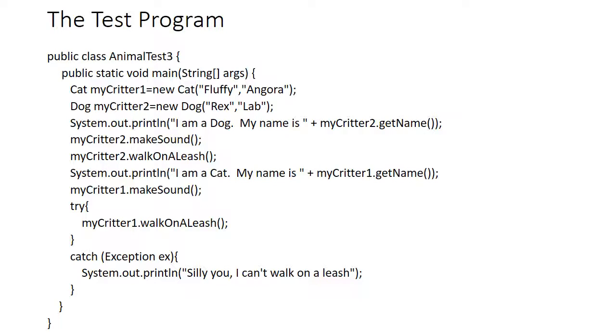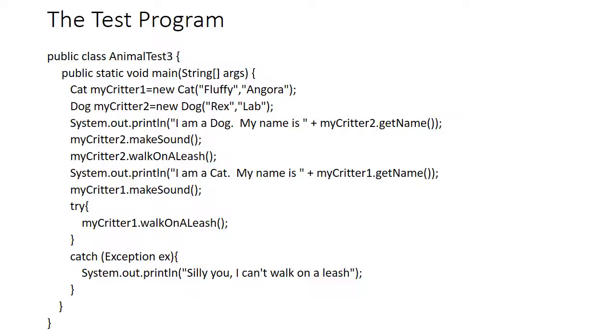In the test program, we're going to make a cat and a dog. We're going to make both the cat and dog state their names and also make their sounds. But in the case of the dog, we're going to make it walk on a leash. Walking on a leash in this case was simply saying I can walk on a leash.